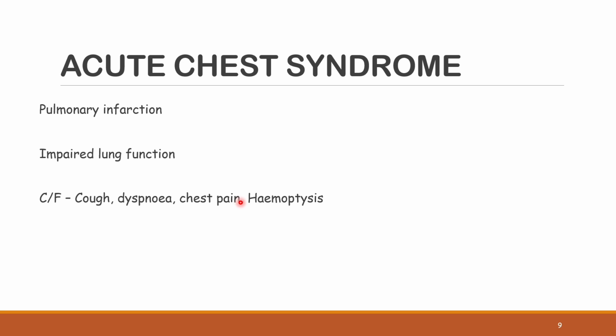All right. Sometimes this sickled RBC can obstruct the pulmonary vasculature, so it can lead to pulmonary infarction. And because of that, lung function could be impaired, and the patient will manifest with cough, dyspnea, chest pain, or hemoptysis because of acute chest syndrome.